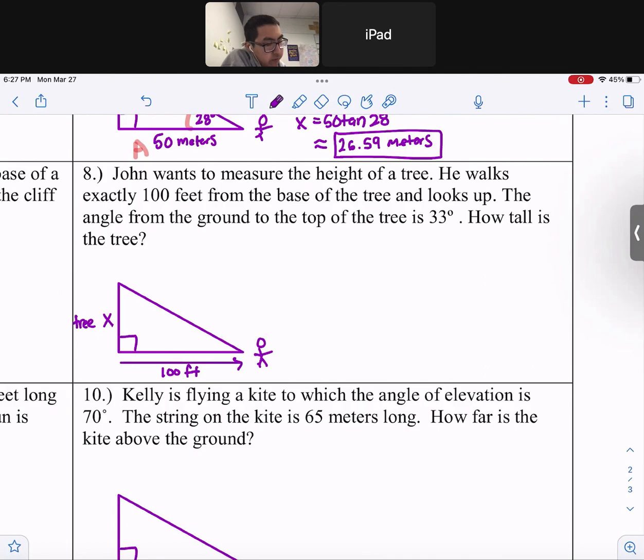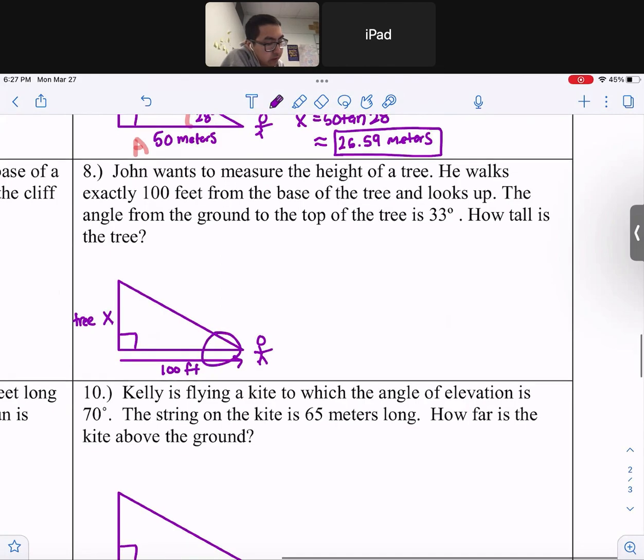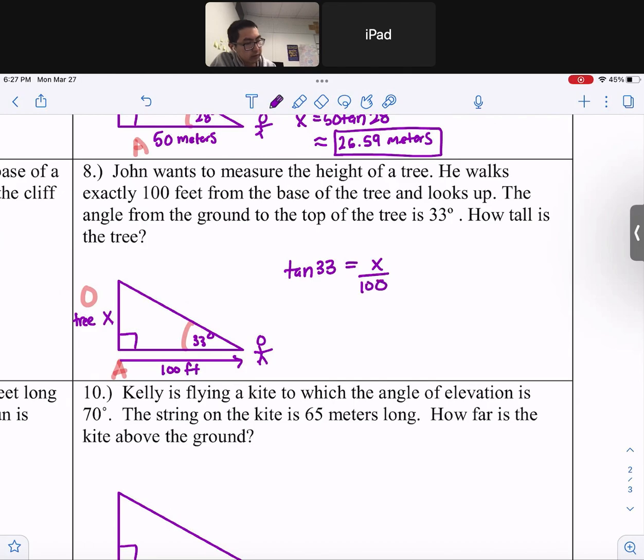The angle from the ground to the top of the tree is 33 degrees. So here's the ground, everybody, and the angle formed from the ground to the top, him looking at the top of the tree, is 33 degrees. So we need to find the height of the tree. In the perspective of this angle, this is opposite, this is adjacent. So this is another tangent. Tan 33 equals opposite over adjacent. Put this over 1, cross multiply, x equals 100 tan 33.